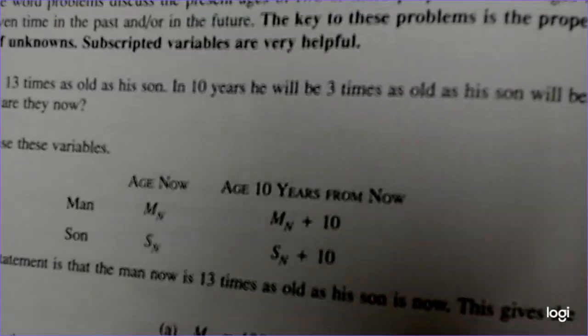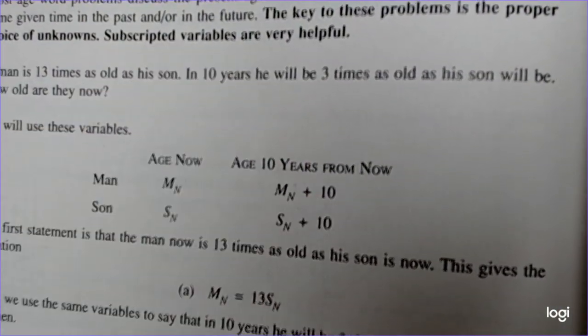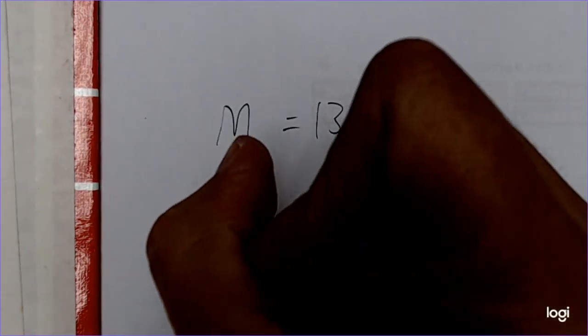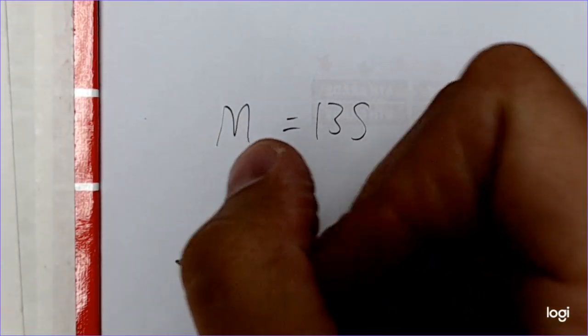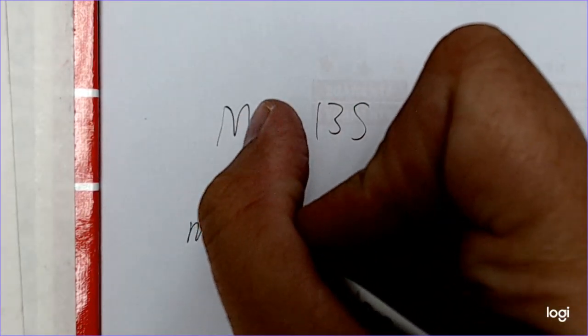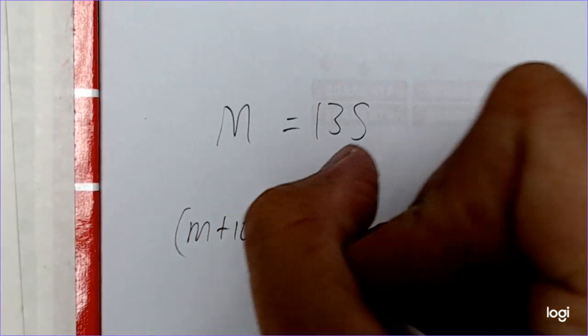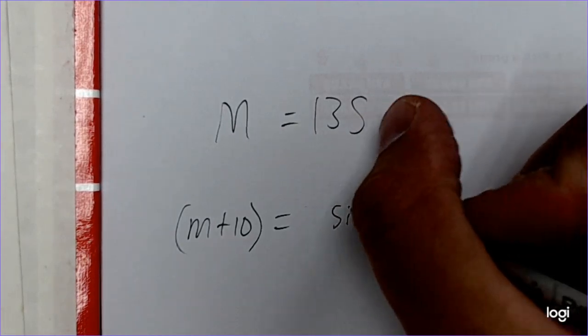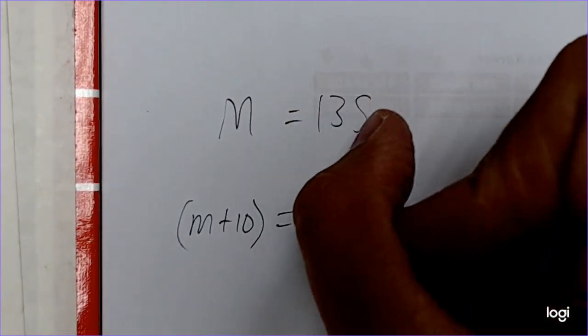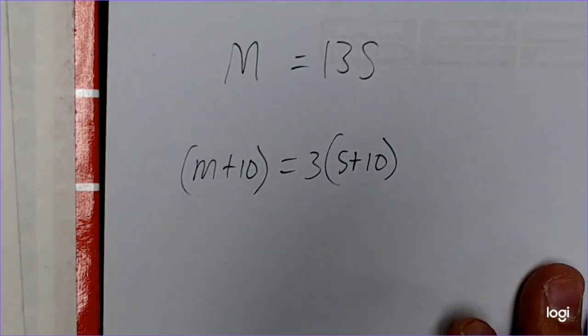Now, how in the world am I going to do in 10 years? Well, in 10 years, the man will now be man plus 10. So instead of writing man, I'm going to put man plus 10. Now they say in 10 years, he will be 3 times as old as his son will be. So man plus 10 will now be son plus 10, but that's not equal. It'll be 3 times as old instead of 13. All right, so now this is my new equation.